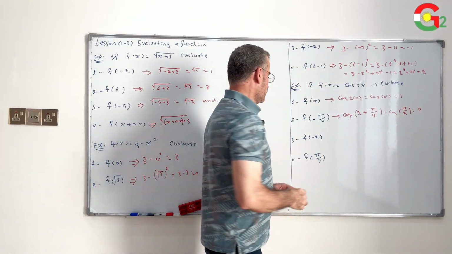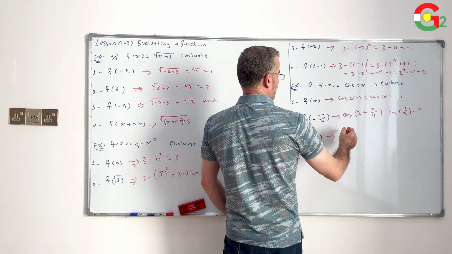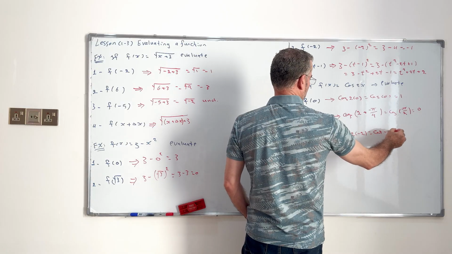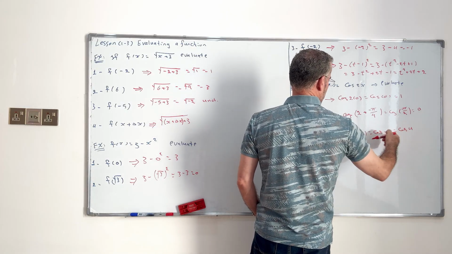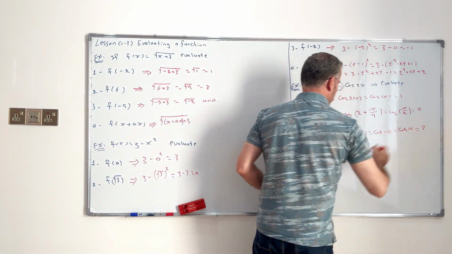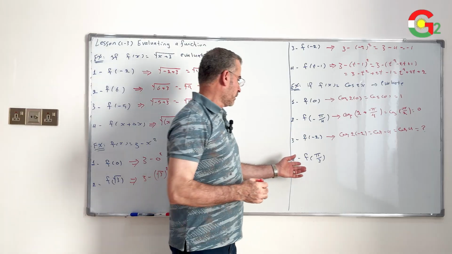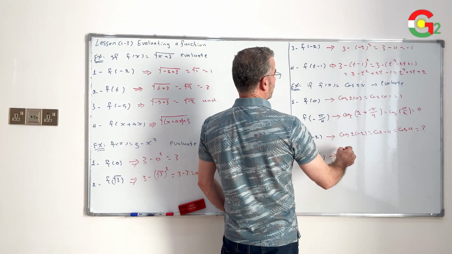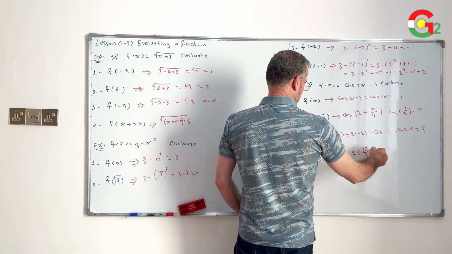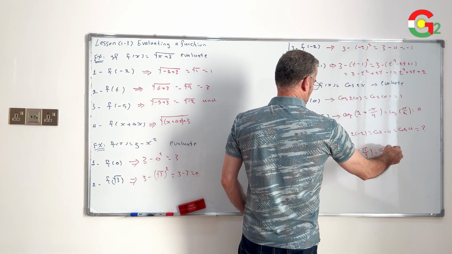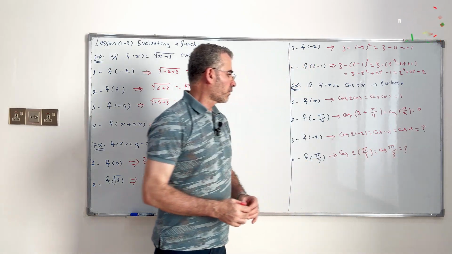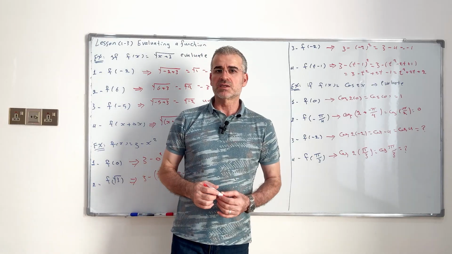F of negative 2, it will be cosine 2 times negative 2, equal to cosine negative 4, equal to cosine 4, since cosine is an even function. From the calculator you can find cosine 4. F of pi over 3 will be cosine 2 times pi over 3, equal to cosine 2 pi over 3. You can find it from the calculator. I think it is negative 1/2.